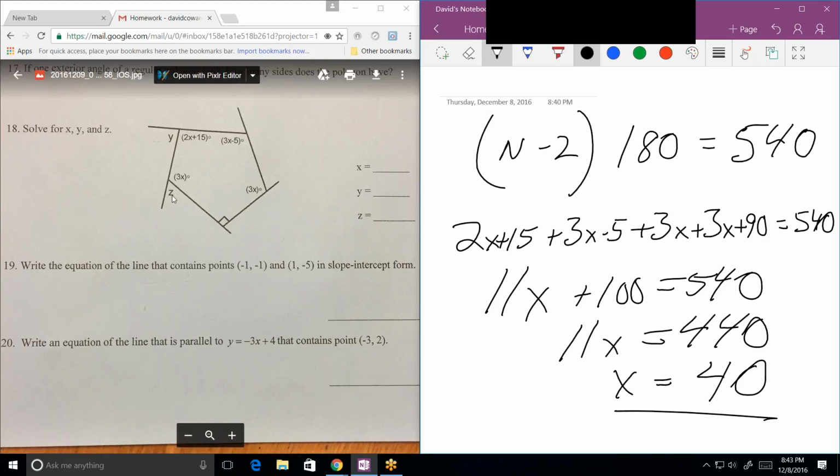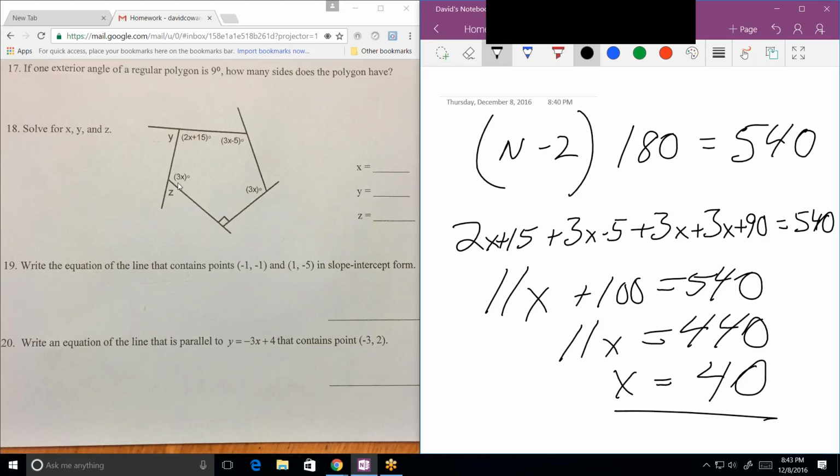Now let's look at Z. Okay. Z is supplementary to 3X. Well, what is 3X equal to? 120. Which makes Z 60. Yep.